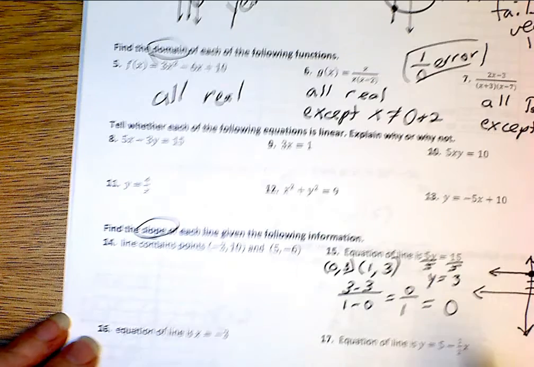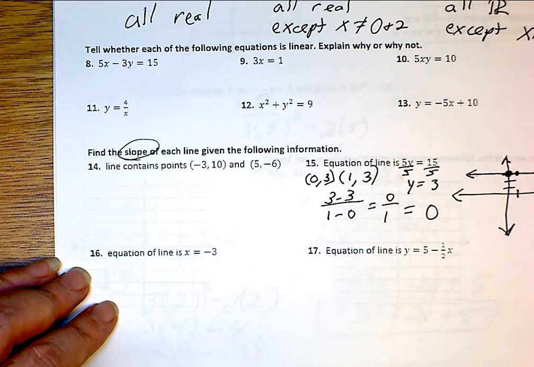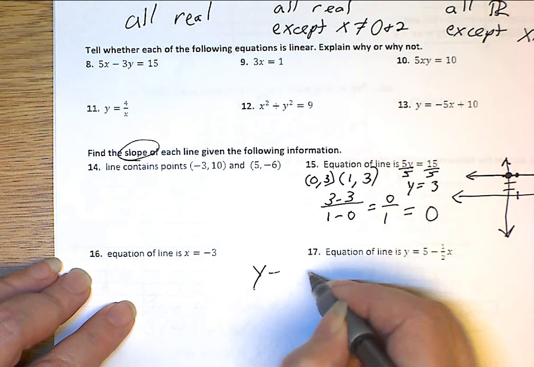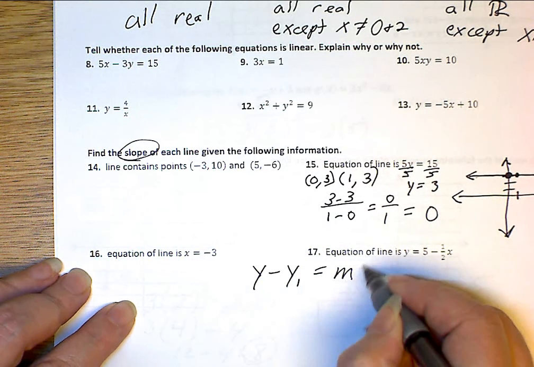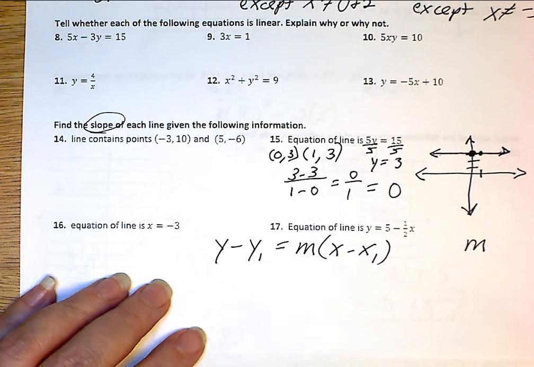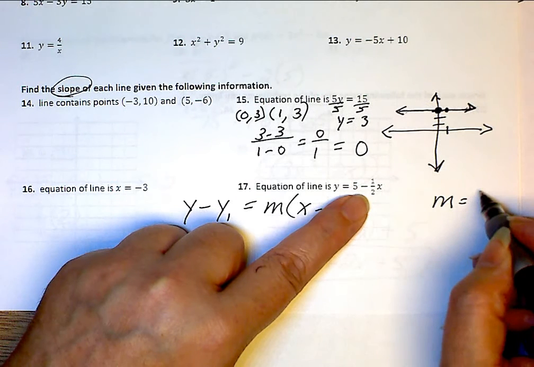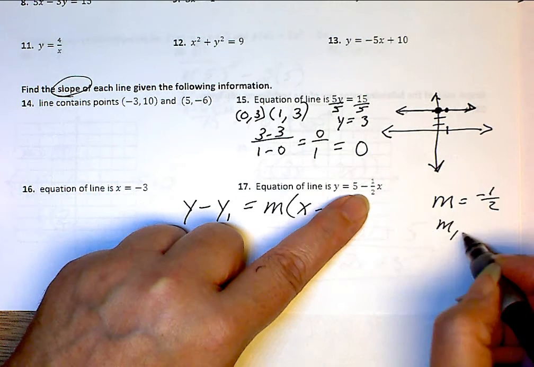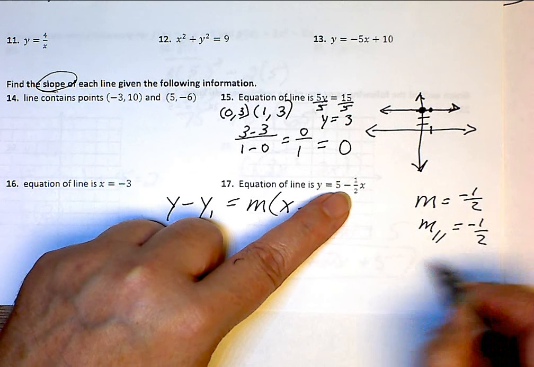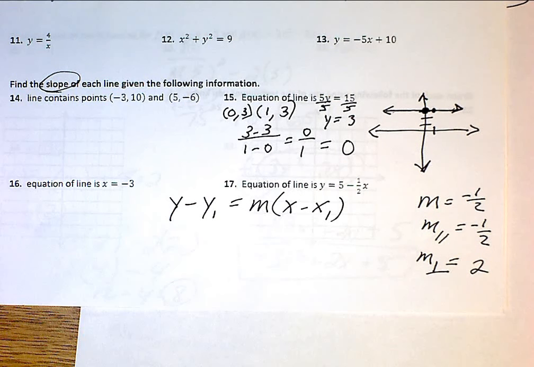Any of the finding the equation ones? Anybody need any of the finding the equation ones? Yep, and all of those you would go y minus y1 equals m times x minus x1. If you have a slope, say my slope is negative 1/2. What is my parallel slope? Parallel slope, negative 1/2. What is my perpendicular slope? 2, or 2 over 1. Yep. Okay.